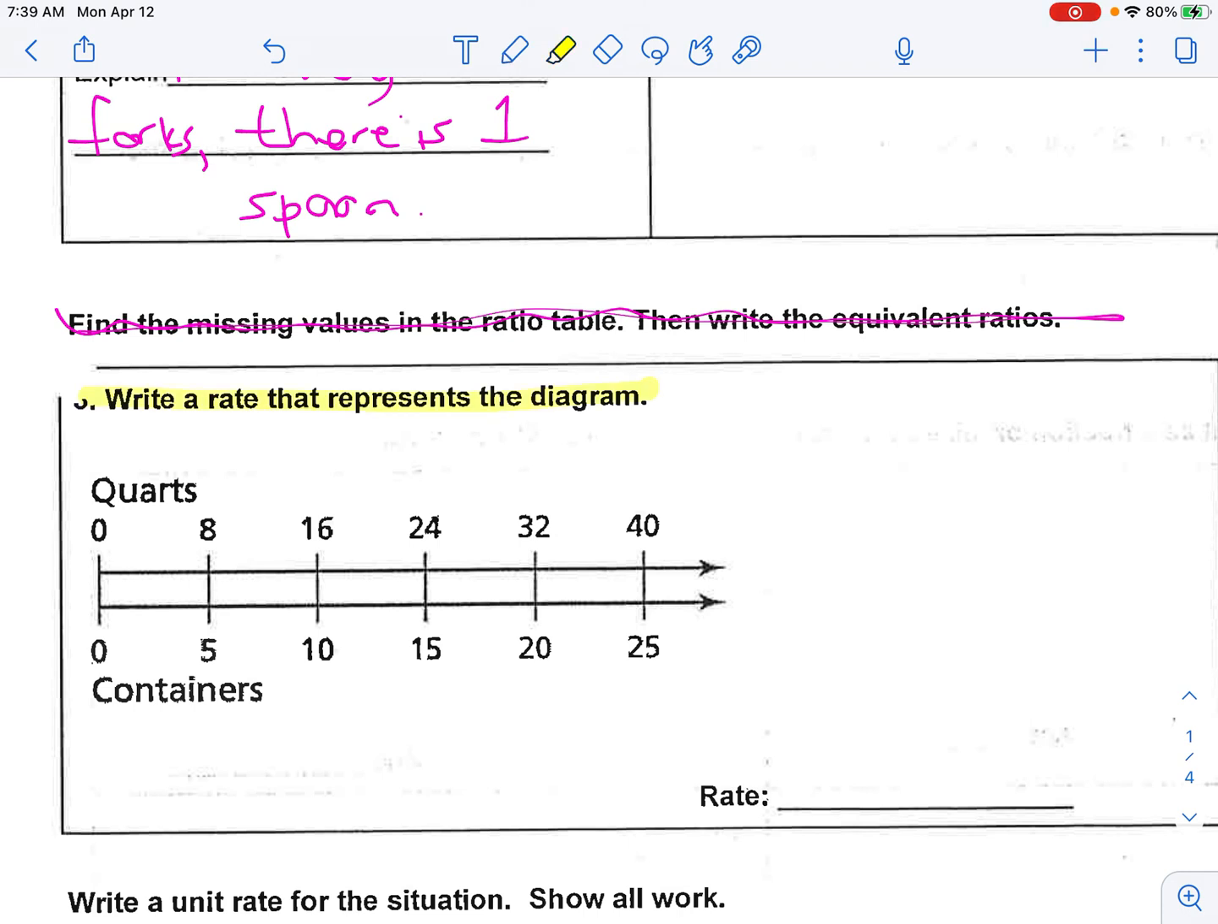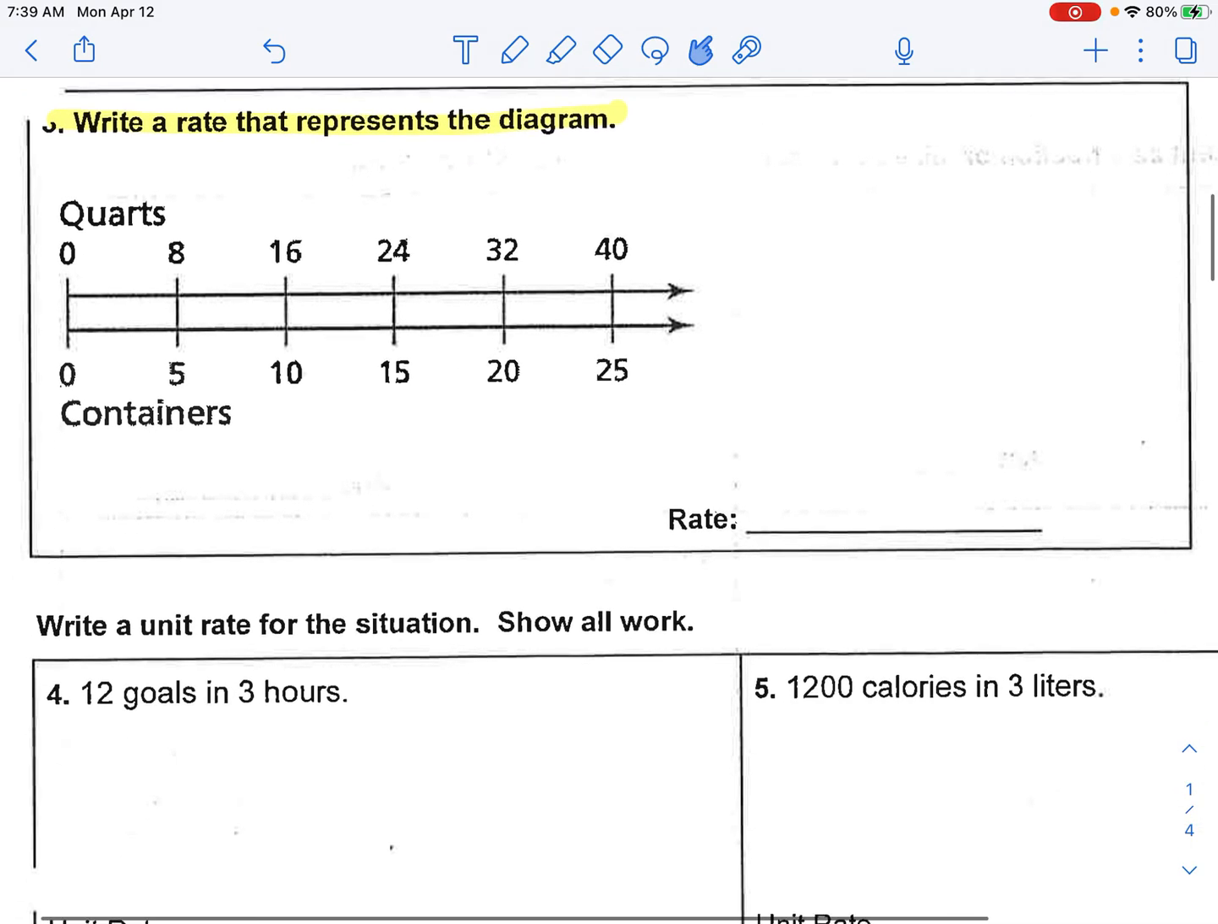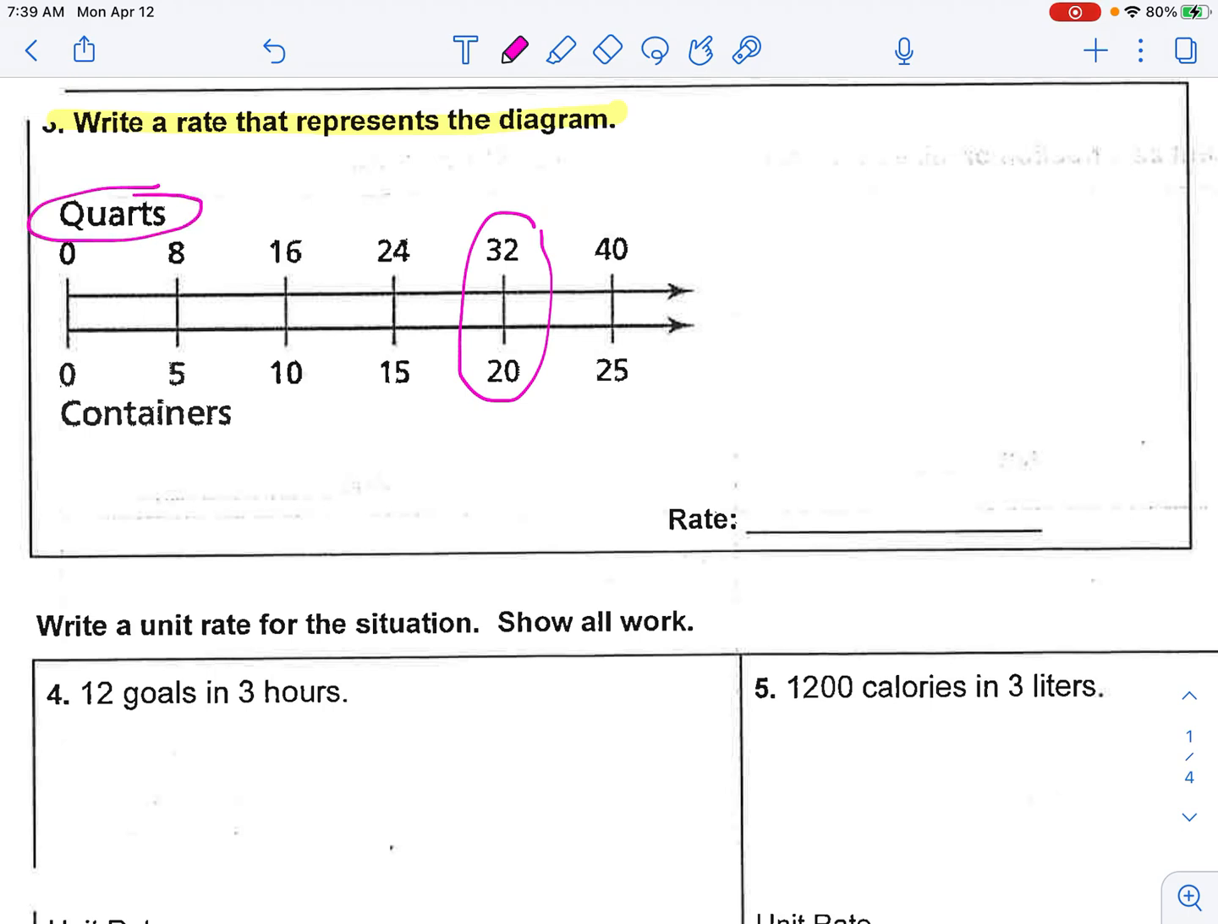We're going to read the directions in the box. Write a rate that represents the diagram. So when we were working on this type of a problem, I said you could choose any rate that you wanted. I like even numbers, so I'm going to choose 2 even numbers. Now you have to also label every rate. So look at what these are labeled over here. So my rate would be 32 quarts to 20 containers.